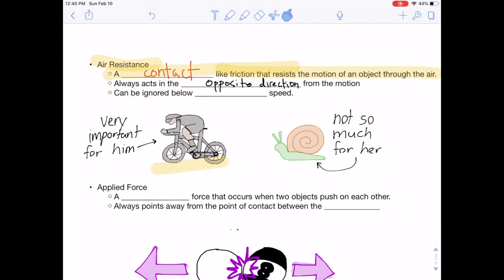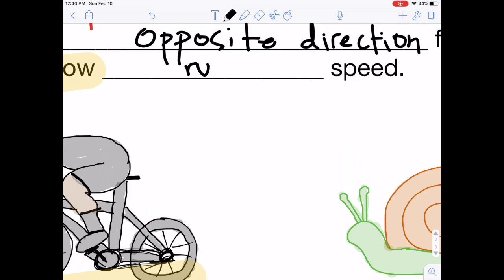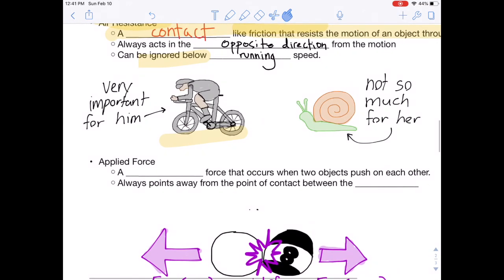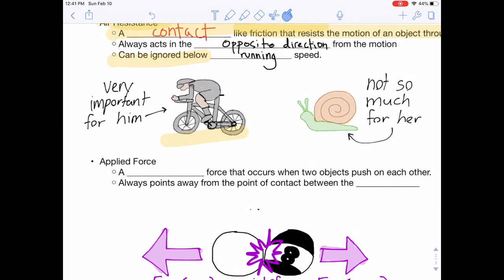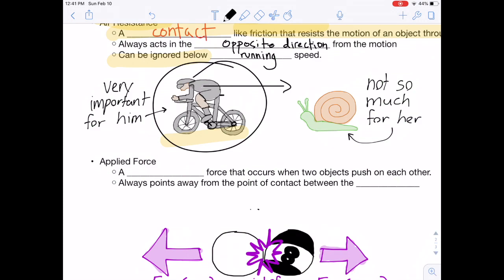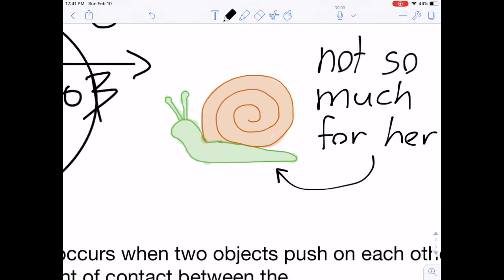It can be ignored below about running speed. If you were in a really precise lab, you wouldn't want to ignore it, but for our purposes, if we're thinking about an object that's going slower than running speed, we're going to ignore air resistance as being a very high magnitude force. So it's pretty important for this biker. He's going to feel the force of the air on him, and it's going to be pretty strong. But it's not really that important for this little snail right here. There might be just a teeny tiny bit of air resistance on the snail, so little that you could just ignore it.